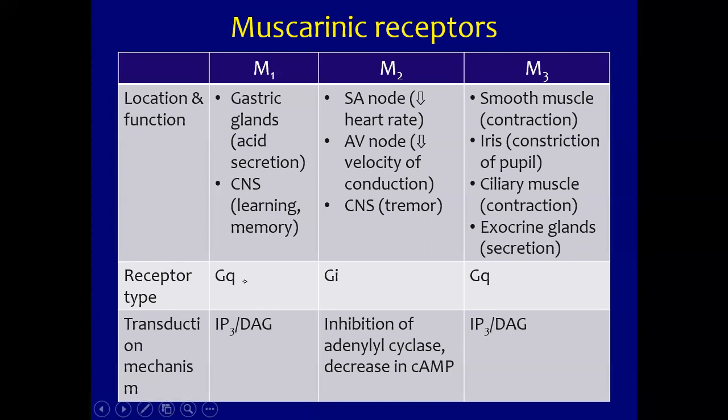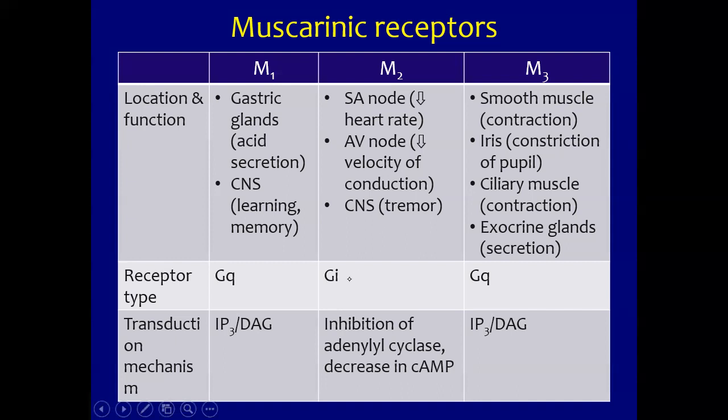Whenever there is a GQ protein, it is coupled with PLC, phospholipase C. Phospholipase C causes the hydrolysis of PIP2, leading to generation of two second messengers, DAG and IP3. So DAG and IP3 are generated as a result of GQ protein in M1. That is why you will see the acid secretion and other actions which require calcium, because IP3 causes an increase in intracellular calcium as a result of release from the sarcoendoplasmic reticulum.